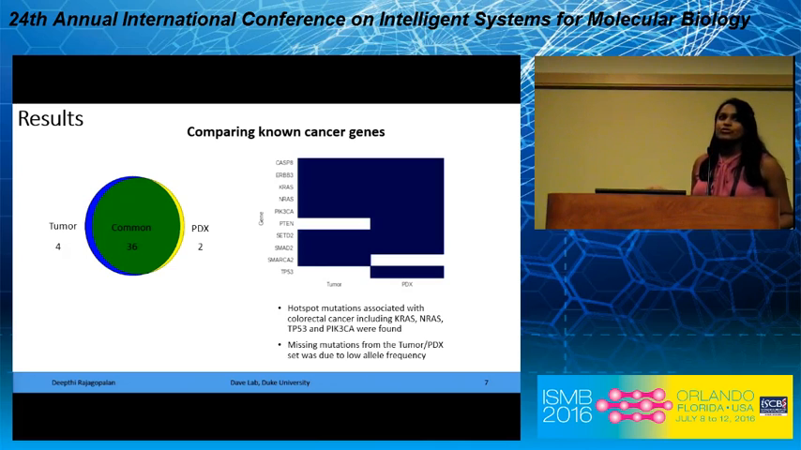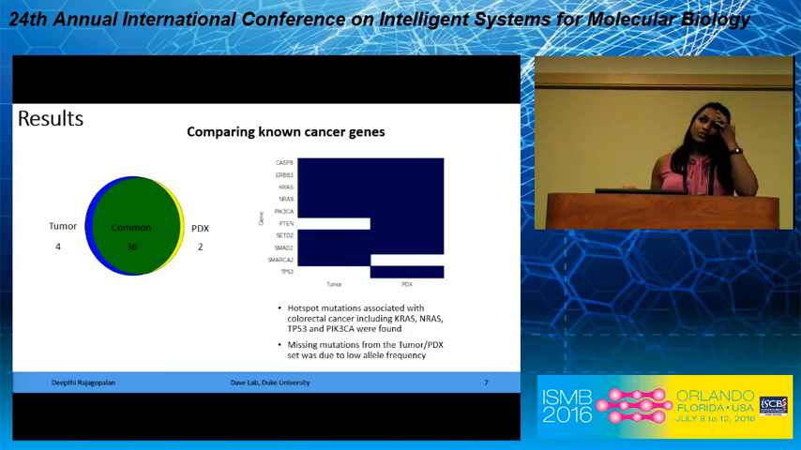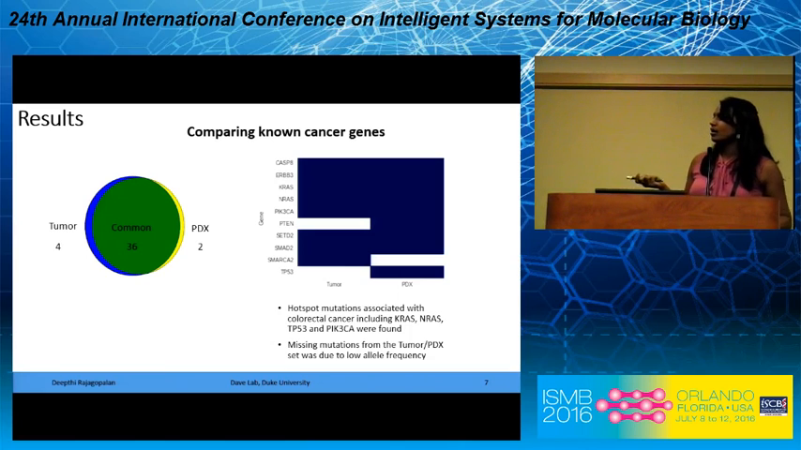Then we wanted to look for hotspot mutations that were specific only to colon cancer. So we found KRAS, NRAS, PIK3CA, shared all between tumor and PDXs. But in case of PTEN and TP53, they were found only in the PDX and not in the tumor. Similarly, SMARCA2 was found only in the tumor and not in PDX. So when I looked further into what was going on, I saw that these variants were present, but they were just found in really low allele frequency.